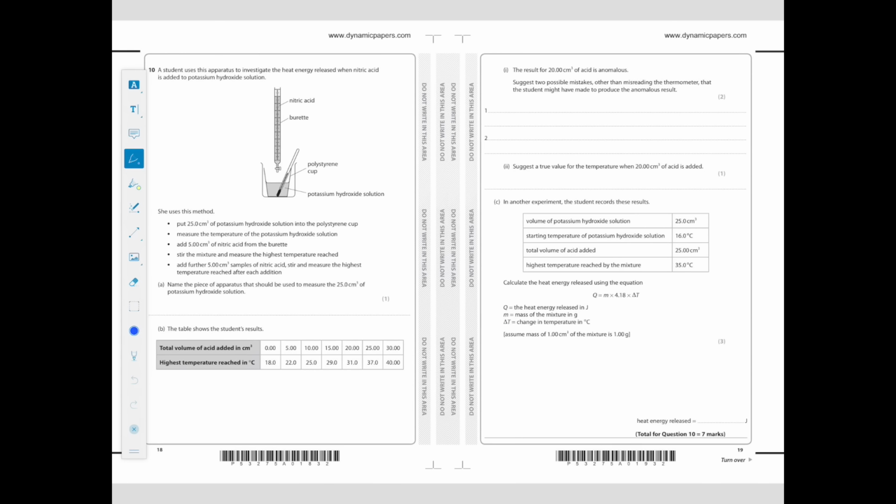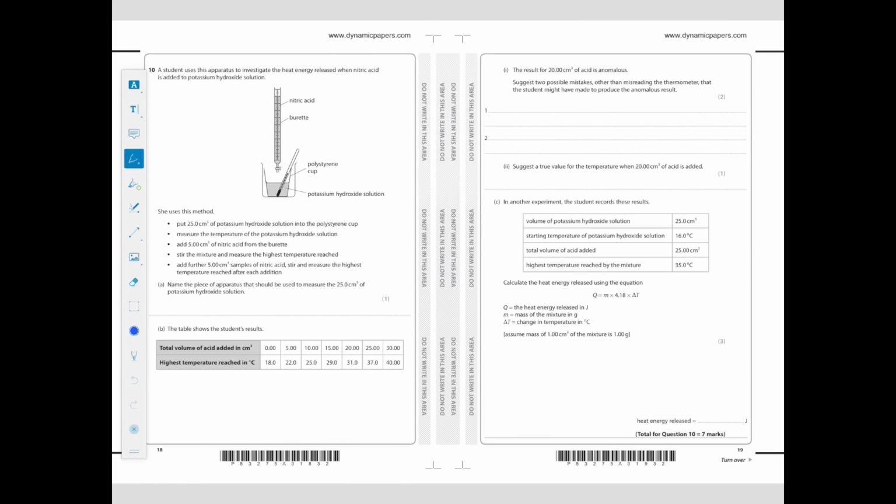So remember, anomalous means that it's the odd one out. It isn't quite what you would expect. And if we actually look at those results, it's 31, which is pretty close to 29. So we're thinking that the temperature is too low. So what could have caused the temperature to be too low, aside from misreading the thermometer? Well, first of all, she could have added less than 5 centimeters cubed extra of the acid. Secondly, she might not have waited until the highest temperature was reached. And thirdly, remember, when you're doing this experiment, it's really important that you stir the reactants. So she might not have stirred them properly.